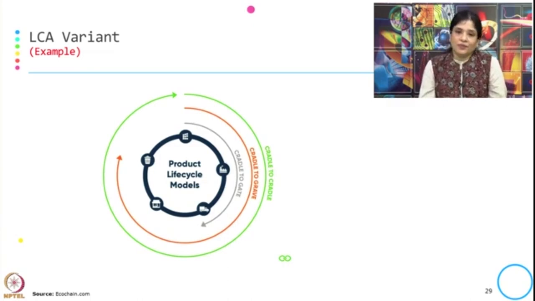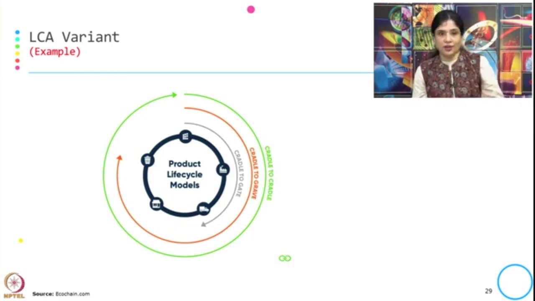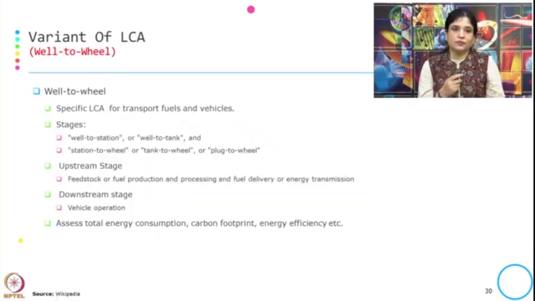If you look at the cradle to cradle, it goes through the entire life cycle of the product. If it is cradle to grave, then it stops at the disposal, and if it is cradle to gate, then it starts from the sourcing of raw material till the time the product is ready and leaving the factory gate.